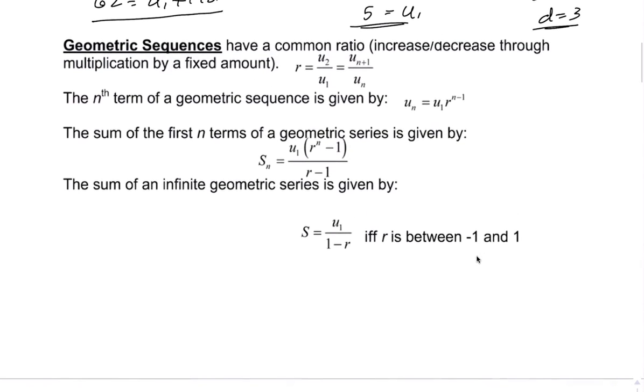Geometric sequences are much like arithmetic sequences, except now each one is through multiplication or division. So you're either multiplying each term or dividing each term, which we consider as multiplying by a fraction.